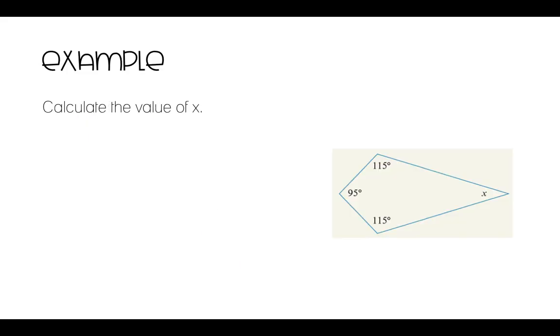Let's do an example now. So we're going to do the example of the kite, and we're going to calculate the value of x. Now if we remember, all 4 angles add up to 360. So the way we're going to calculate this is we're going to go 360 take away, and we're going to put this in brackets because we want to work this out first. We're going to take away 95 plus 115 plus 115. So we're going to take away all of that, which gives us a value of 325. So we're going to go 360 take away 325. So x equals 35 degrees.